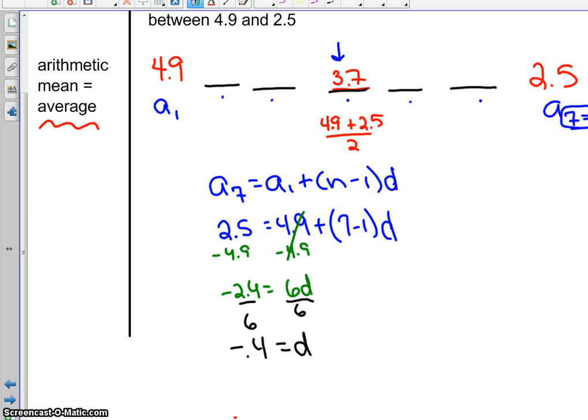So negative 0.4, I'm going to subtract it from a term to get to my next. Subtract it. Notice I got to that 3.7 again, which I expected. Subtract it, and always subtract to make sure you get to this one back here, the end, your 7th term. Because if you don't, that means your difference might be incorrect.